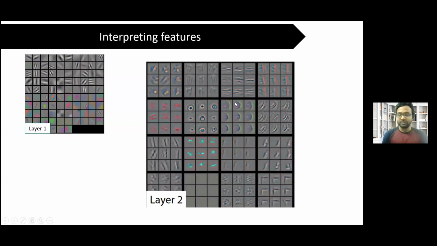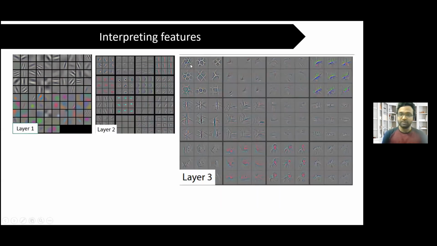As you go into the deeper layers, like in layer 2, you have more high level and complex features such as curvatures, circles, oriented lines, and edges. And in layer 3, you have more complex patterns like hexagon patterns, wheels, and so on.